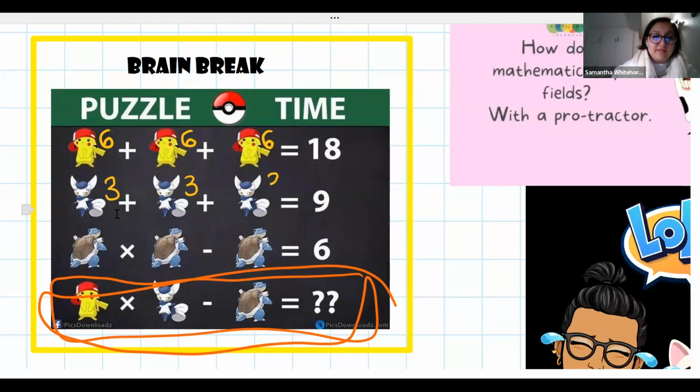And then I saw the other Pokemon and its value was 3 times 3 minus 3. So I just added all of them. I just times the Pikachu by the other Pokemon, which gave me 18, and I minused it by 3, which gave me the answer 15.